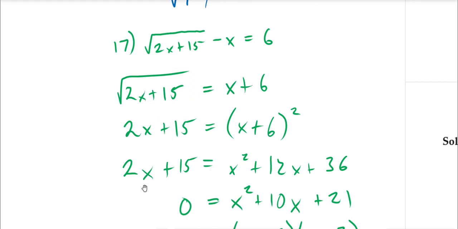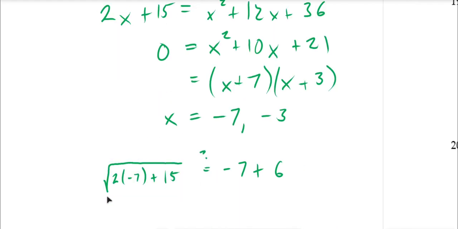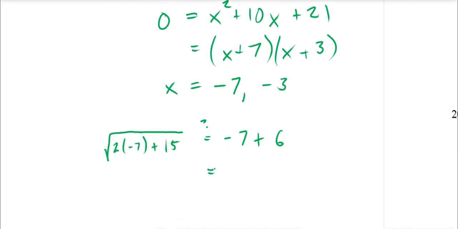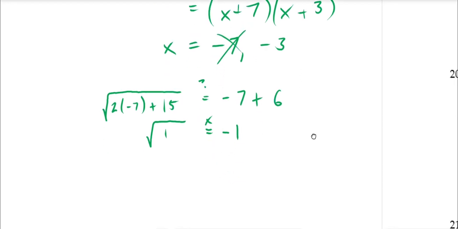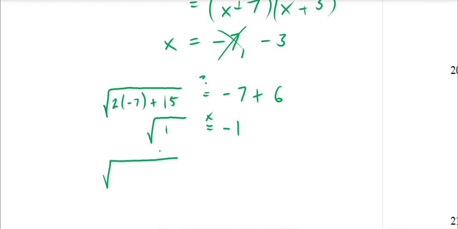So let's plug it into here. The question is, is the square root of 2 times negative 7 plus 15 equal to, in fact, negative 7 plus 6? Well, on the right-hand side, that's easy to see as minus 1. On the left-hand side, we get the square root of negative 14 plus 15, which is the square root of positive 1. Now, those two are not the same. The square root of positive 1 is positive 1, and this is a negative 1 over here. So we've ruled out a possible answer. Now, what about minus 3? The square root of 2 times minus 3 plus 15.